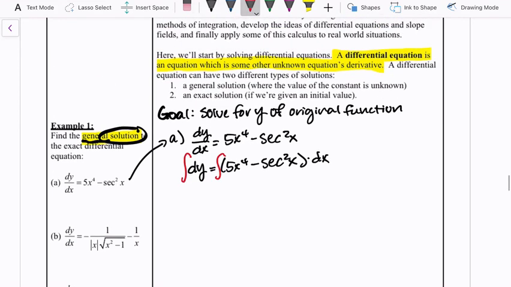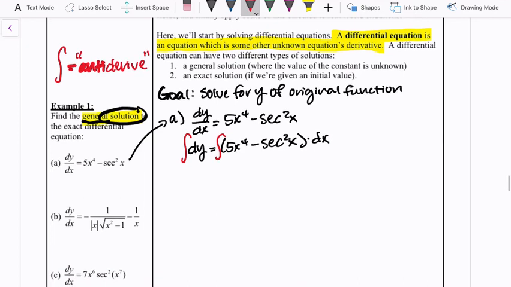This integral symbol, we've thought about with numbers here, like a and b, and that's telling us that we're finding the accumulation of area under the curve. When we don't have the numbers here, this is what we call an indefinite integral, and that indefinite integral is just telling us that we are going to antiderive. So that's like instructions: find the antiderivative of this. So we're finding the antiderivative of dy, and then we're finding the antiderivative of 5x to the 4th minus secant squared of x.